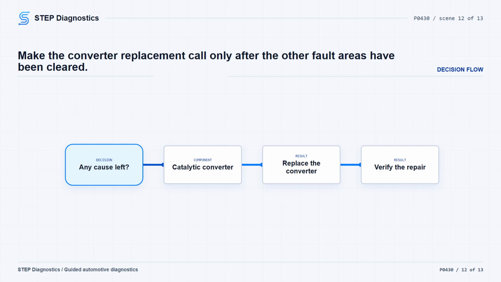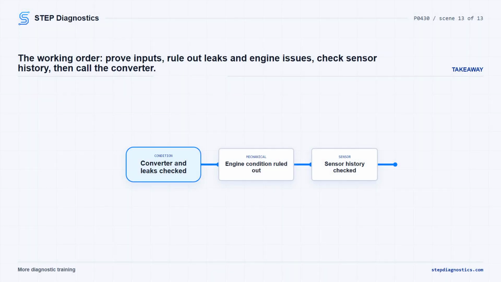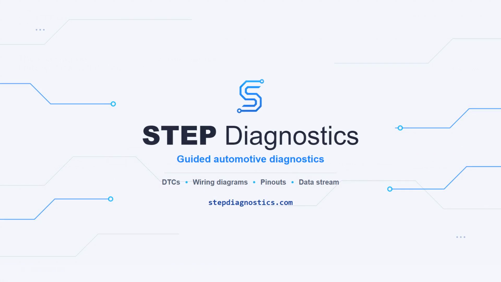After any repair on this path, keep verification separate from testing. Run the verification. Make sure the monitor has had the right opportunity to evaluate the repair and confirm P0430 stays gone. The takeaway is simple. Prove the signal inputs are valid, prove the exhaust and engine are not misleading the monitor, then make the converter call. For more diagnostic training, visit stepdiagnostics.com.